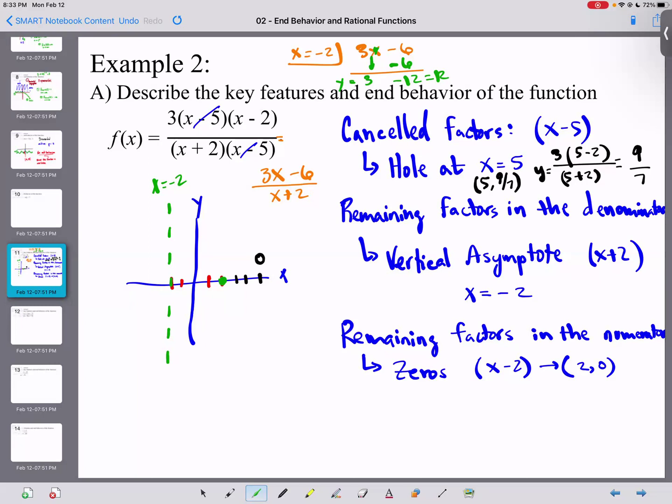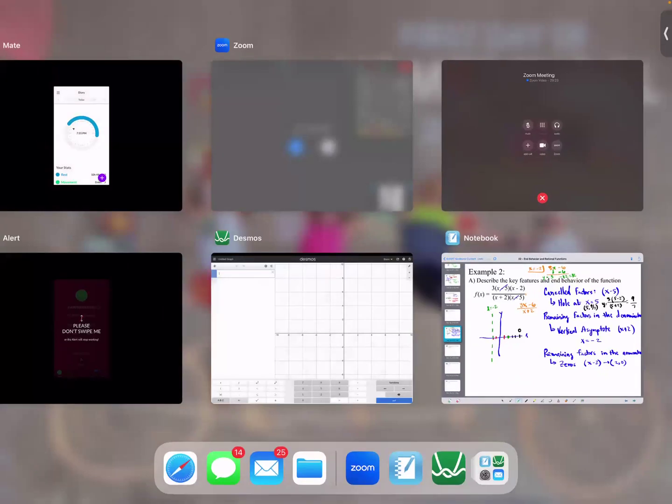Have I done something wrong? I solved for x. It shouldn't be just a flat line at y equals 3. Let me go to the graph real quick and see what I'm doing wrong here.